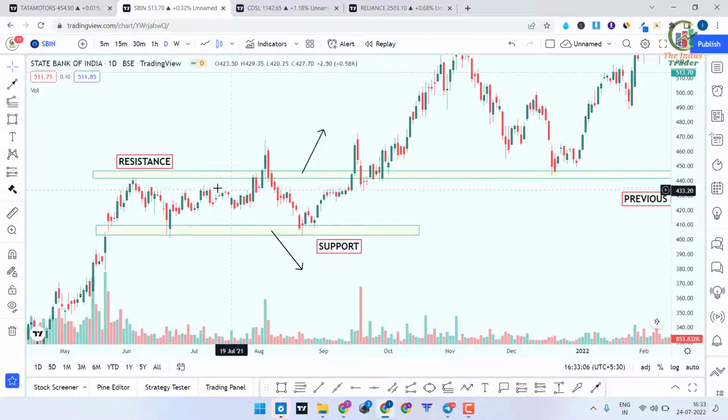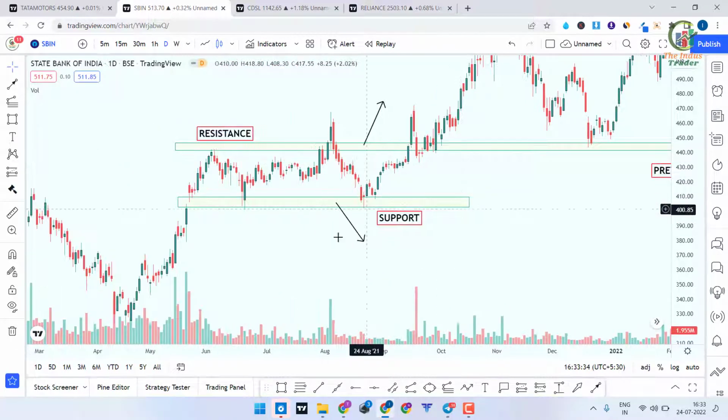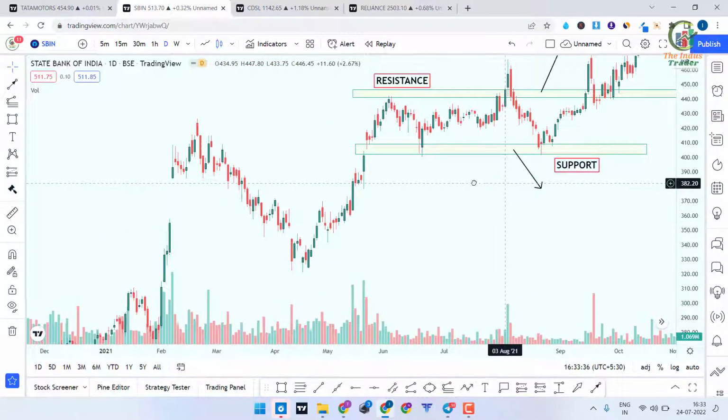So what is a bull trap? You can see this is the range, and the range is broken with a green bullish candle, and thereafter it came back to the same range. This particular candle is called a bull trap. Similarly, we can also see the bear traps. Let me also show you the bear traps.